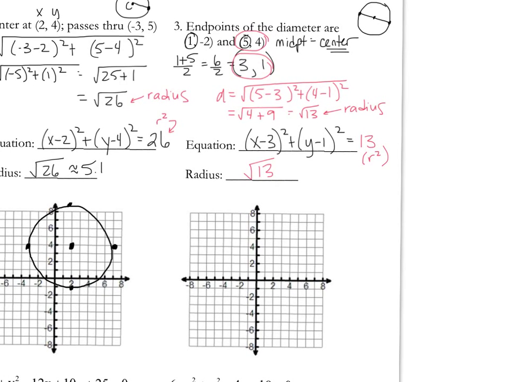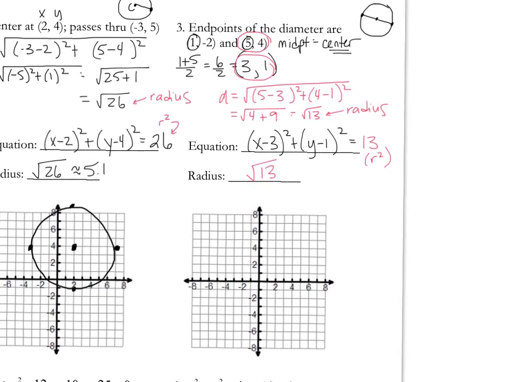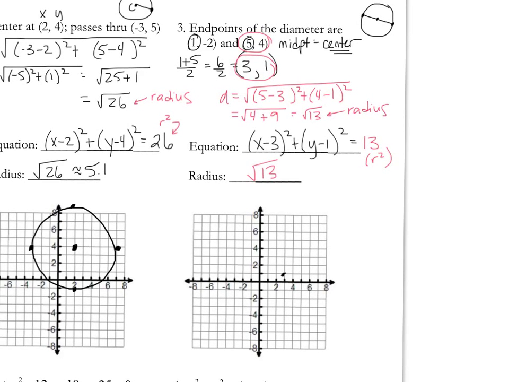Same thing for this last one. I'm going to go positive 3, positive 1 for my center. And then the radius is radical 13, so let's get a decimal. It's going to be somewhere between 3 and 4, right? 3 squared is 9, 4 squared is 16, so somewhere in between there. So I'll just go 3.5 just to make it easy. I'm using about 3.5 here for my radius. Up 3.5. Left 3.5. And down 3.5. And graph. All right. Not too bad.